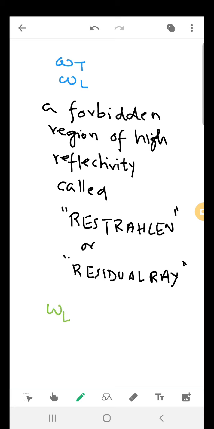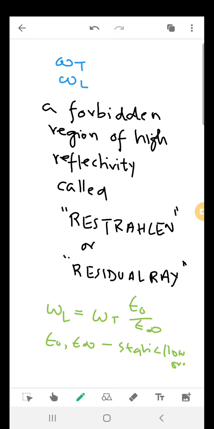And the relationship between omega L and omega T is: omega L is equal to omega T into the square root of epsilon naught by epsilon infinity, where epsilon naught and epsilon infinity are the static, that is low frequency, and optical dielectric constants.